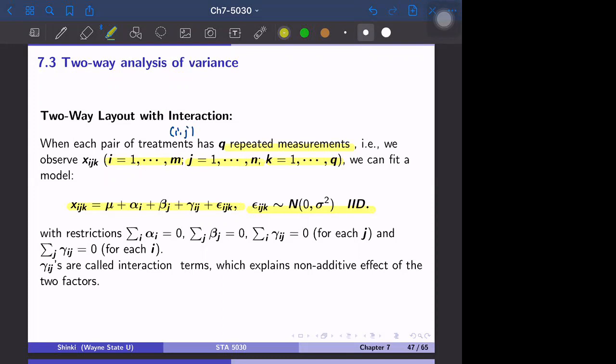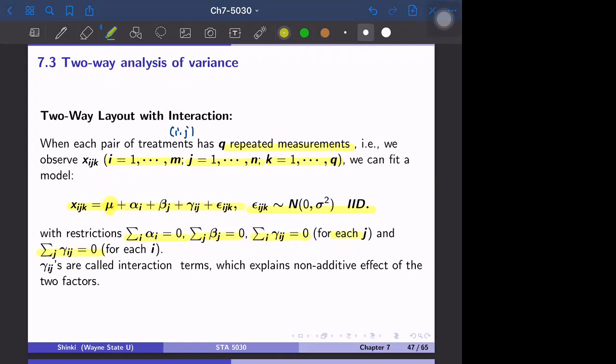And we need the restriction that the summation of alpha_i is equal to 0, that we have seen in one-way ANOVA also, and the summation of beta_j is equal to 0. Basically this is because we have the baseline level, so we have the parameter mu. And also we need the summation over i of gamma_ij is equal to 0, and the summation over j of gamma_ij is equal to 0, for each j and for each i respectively.